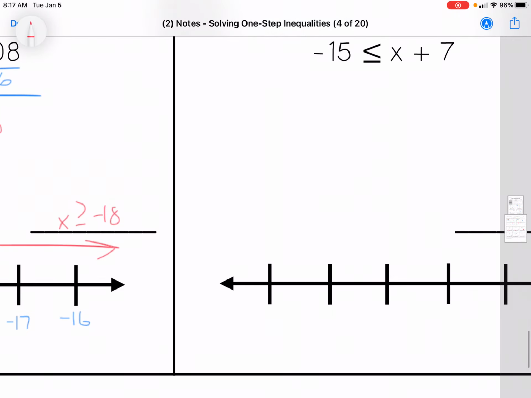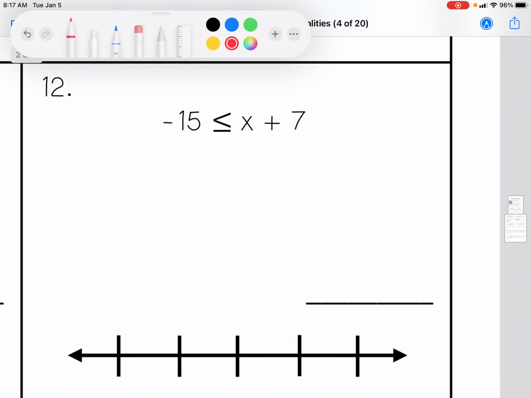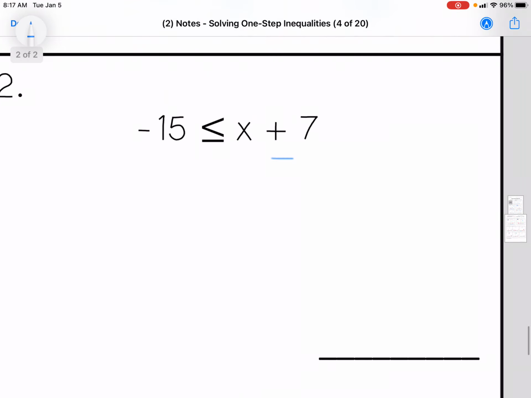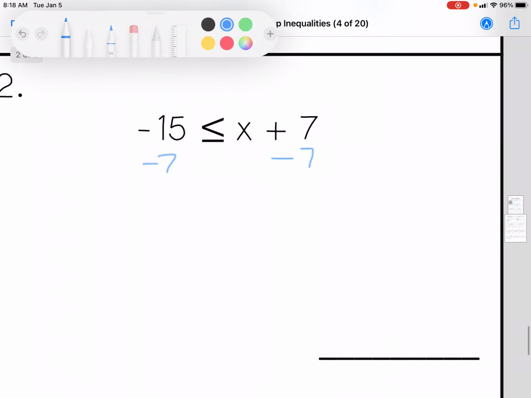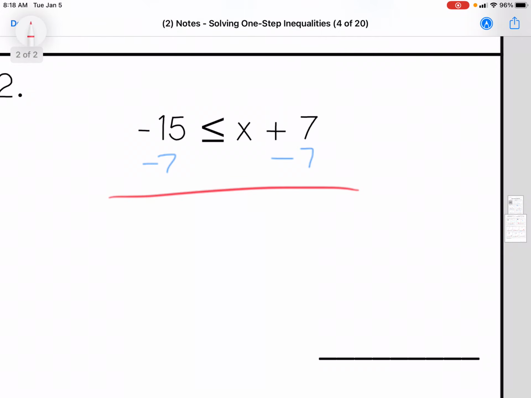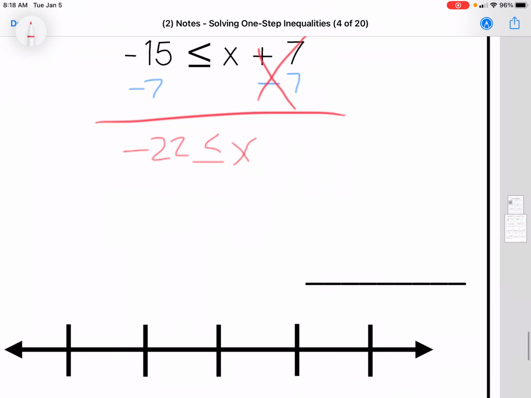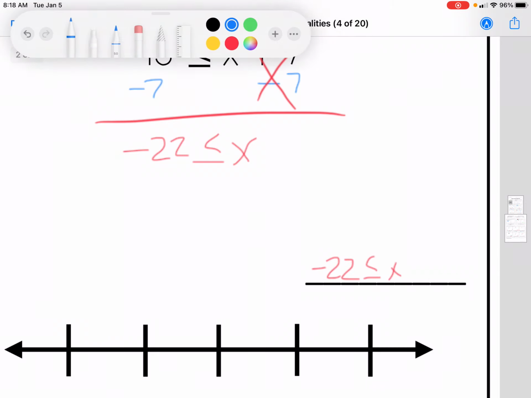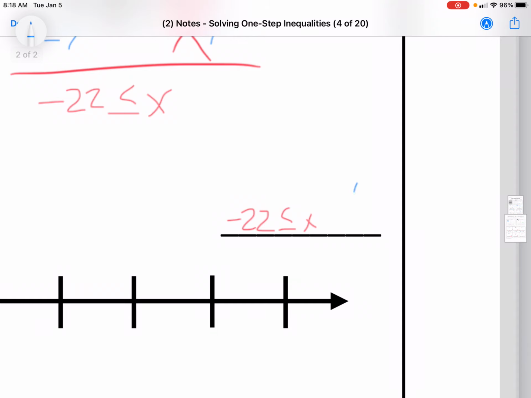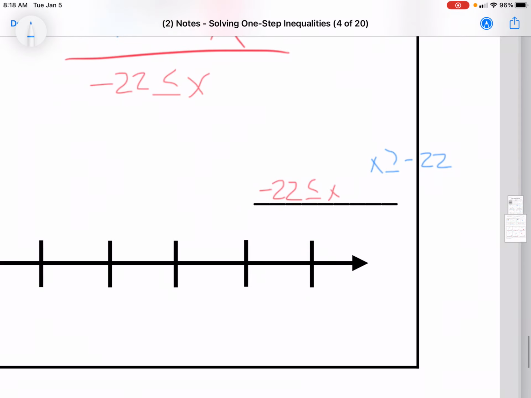And the last one for today, subtract 7. X is greater than or equal to -22. Again, if you're one of those people that can kind of go ahead and flip it in your head, okay, either one of those answers is right. It doesn't really matter.